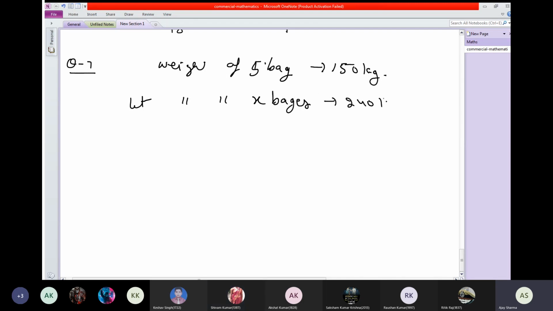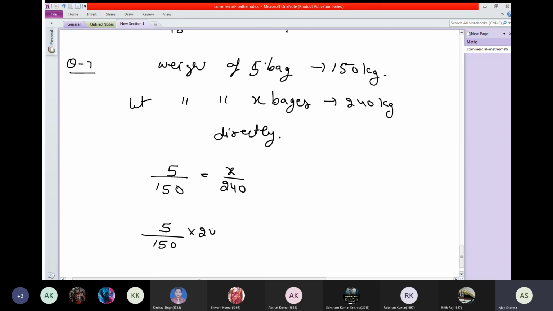Now you will see the weight is increased, so the number of bags should also increase. So they vary directly. If they vary directly, then their ratio will be the same. 5 by 150 equals x by 240. Now cross multiply, or take the 240 to the other side and you will find x.